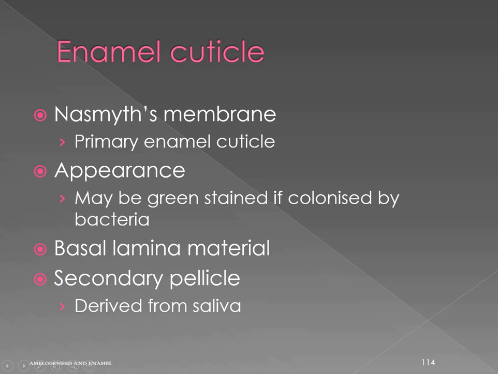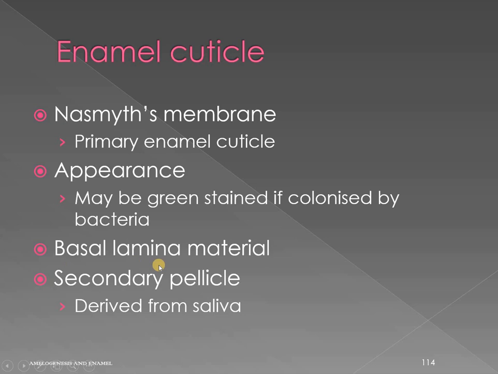Following the deposition of the full length of the enamel, the ameloblasts, before they finish their deposition of enamel, lay down a thin organic membrane on top of the enamel. This is called the enamel cuticle. This generally happens in the protective stage of the ameloblast, and it is also called Nasmyth's membrane. During eruption, it may be stained by some bacteria and appear green in color.